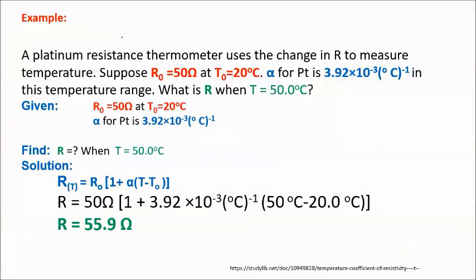Okay, so we have this simple problem to illustrate the relationship between resistance and temperature. So a platinum resistance thermometer uses the change in R to measure temperature. Suppose R0 is 50 ohms at temperature 20 Celsius. Alpha is given. What is R when T is equal to 50 degrees Celsius? Now, i-summarize lahat ninyo yung given. And the unknown is R when T is 50.